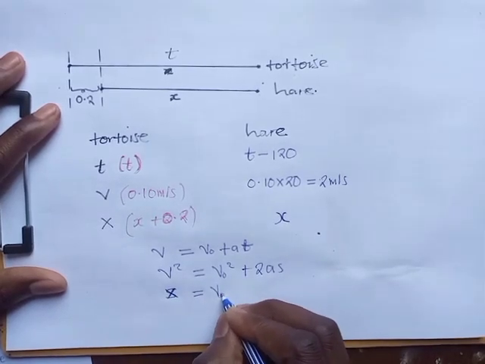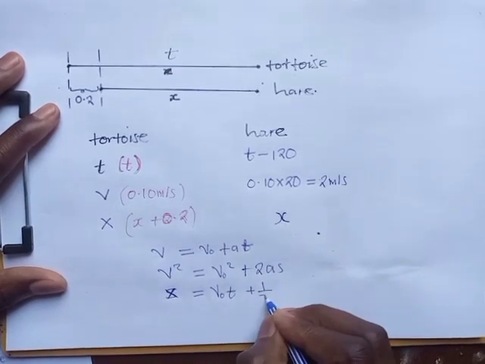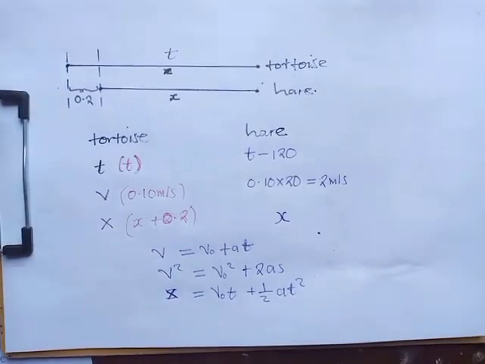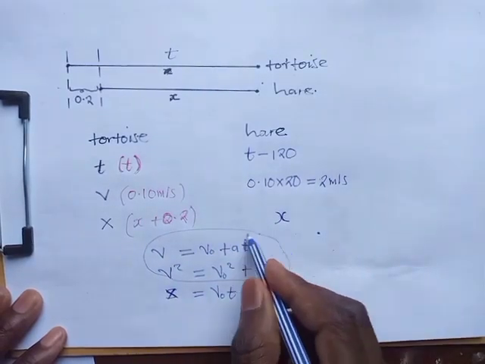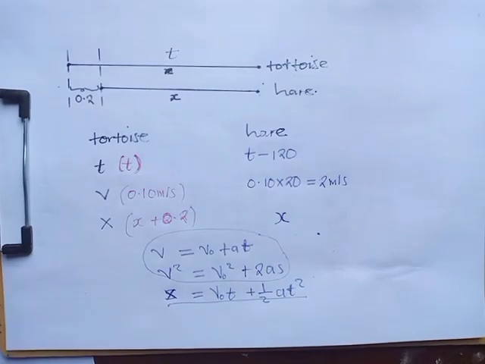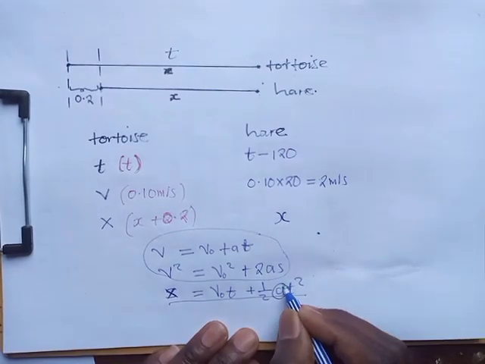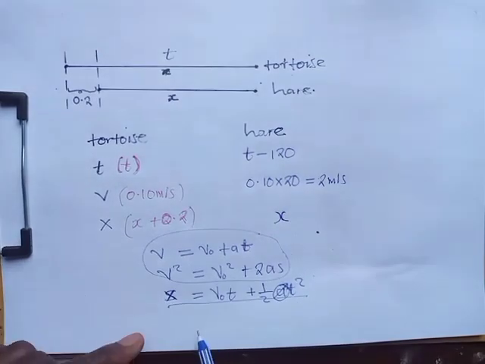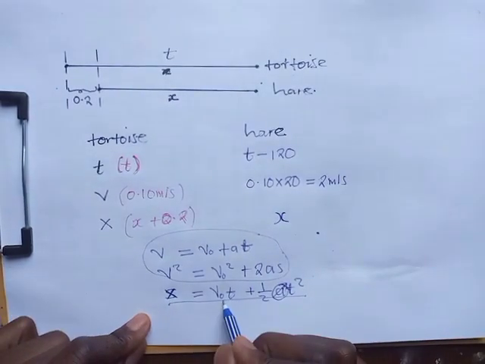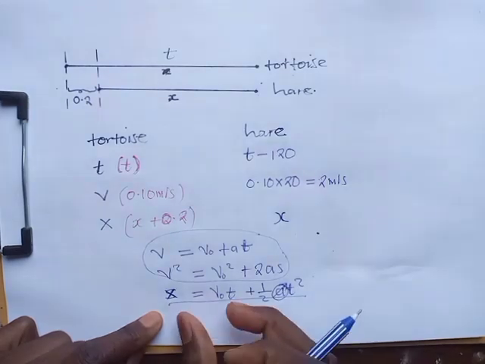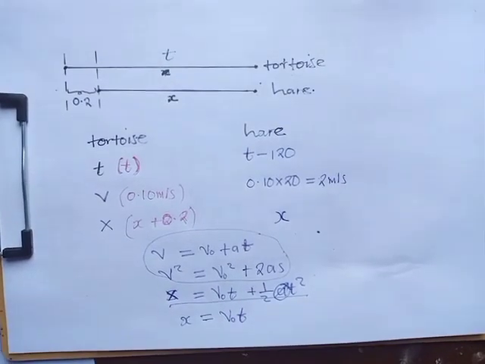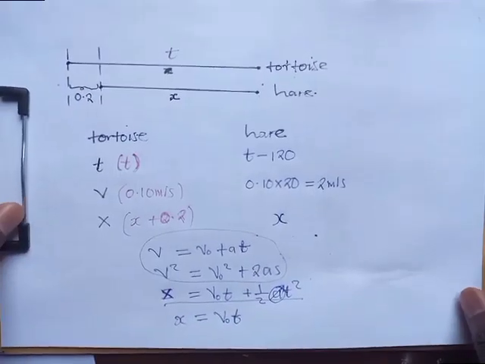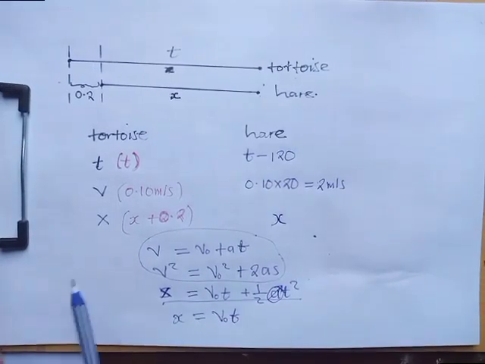I'll say x is equal to v initial t plus 1 over 2 a t squared. So these are the formulas that we can use to solve this question. But since we're dealing with distance, definitely the last equation has to be applicable. But here we don't have acceleration. This has to be taken to be a constant velocity, meaning their formula is going to be x equals v initial multiplied by time. All right, so I'm going to use this one in reference to everything here.